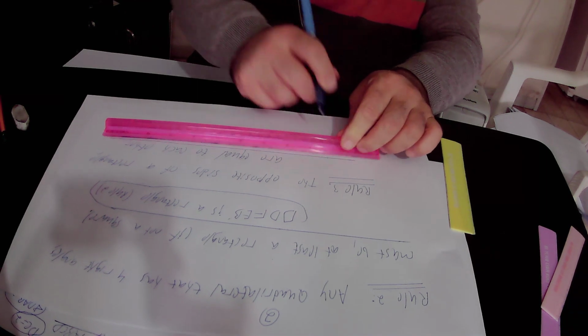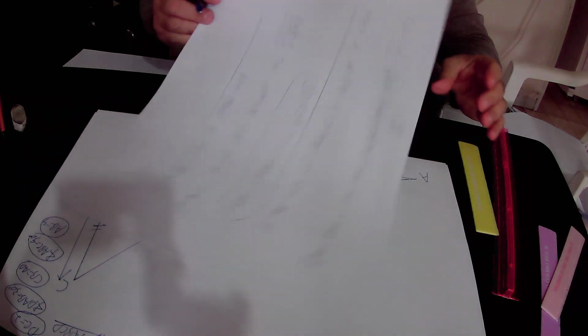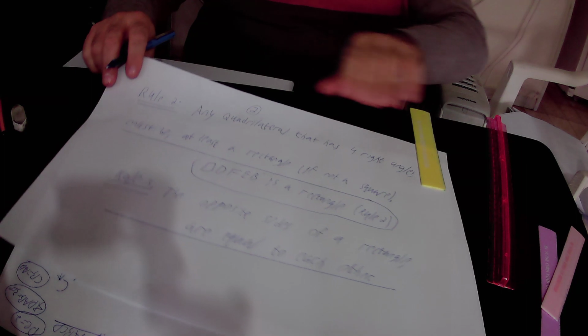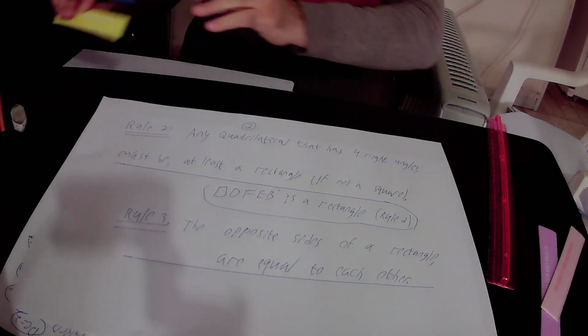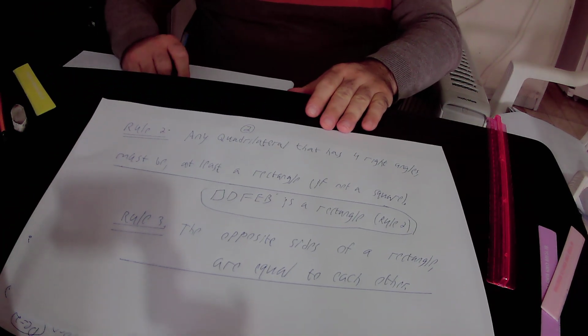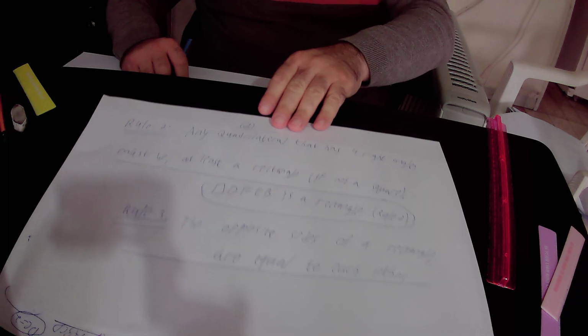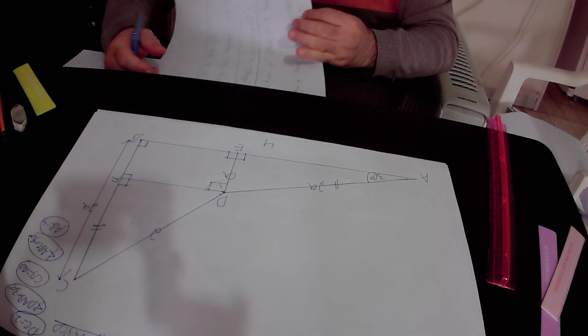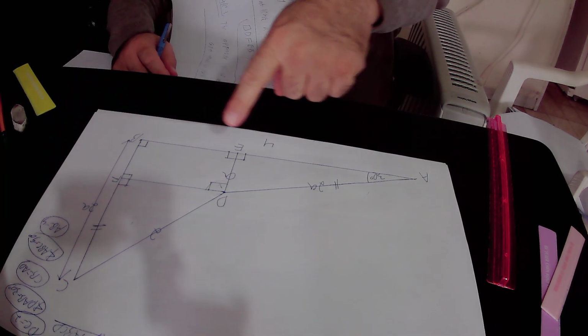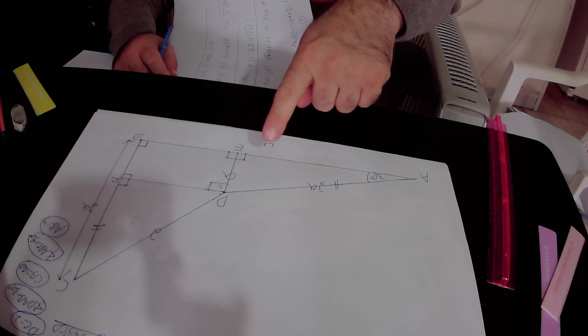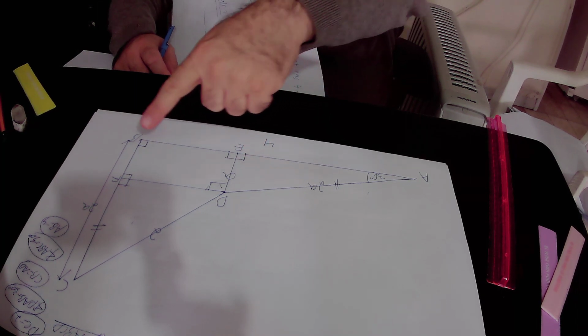So I will read rule number 3 again. According to rule number 3, the opposite sides of a rectangle are equal to each other. So the opposite sides of rectangle DFEB are equal to each other. It means that DE equals FB.